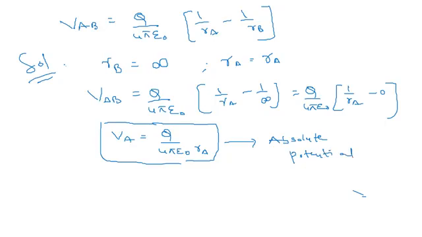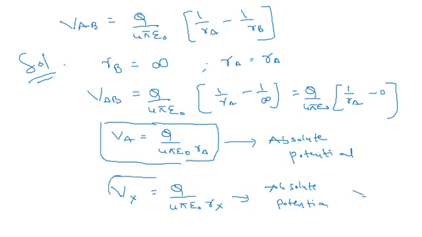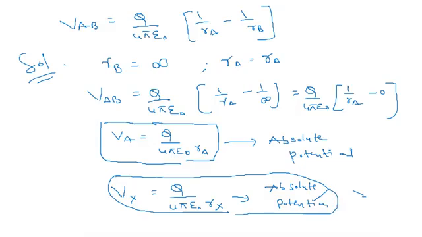at the point A. In the same way, if you take any other point, the absolute potential at the point X can be written as Q by 4 pi epsilon naught RX. This is also an absolute potential. So this is about the potential difference and the absolute potential.